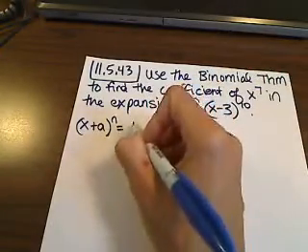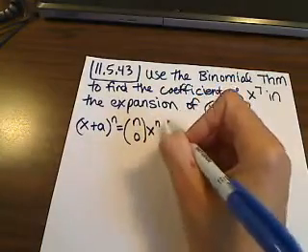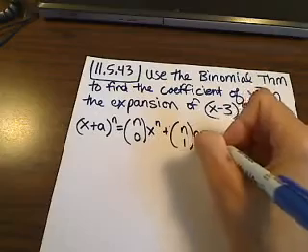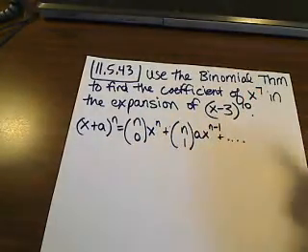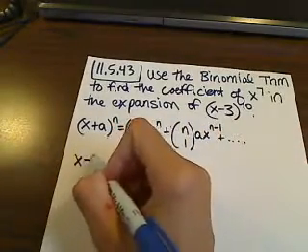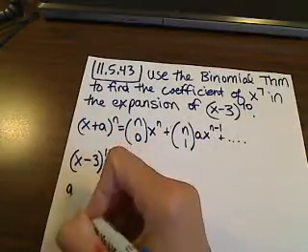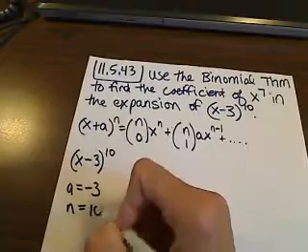It looks like n things taken 0 at a time, and then you have x to the nth, and then it's plus n things taken 1 at a time, and you have a times x to the n minus 1, and so on. This pattern just continues. Okay, so if we're looking at (x - 3) to the 10th power here, we're looking at an a equaling -3 and an n equaling 10.